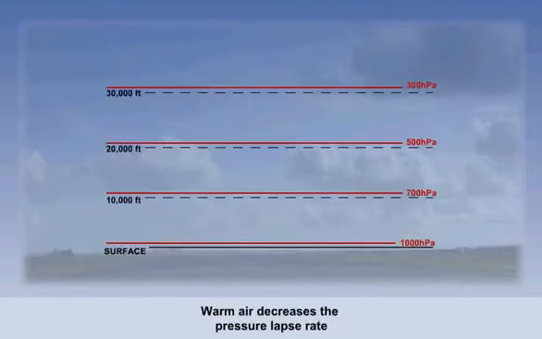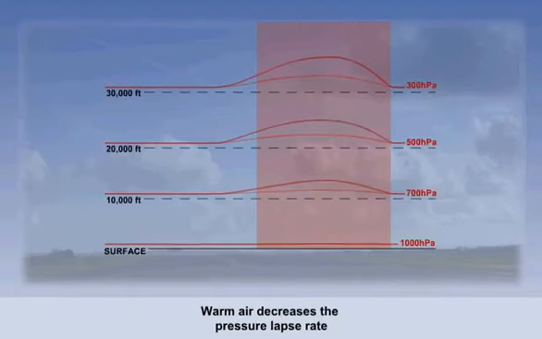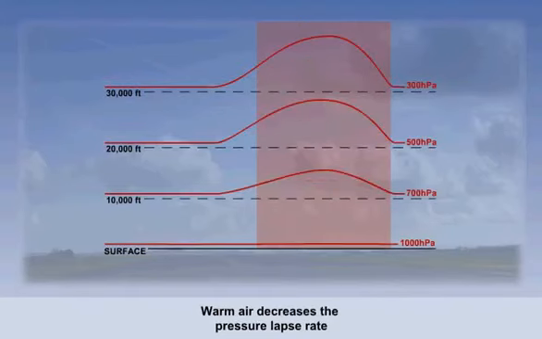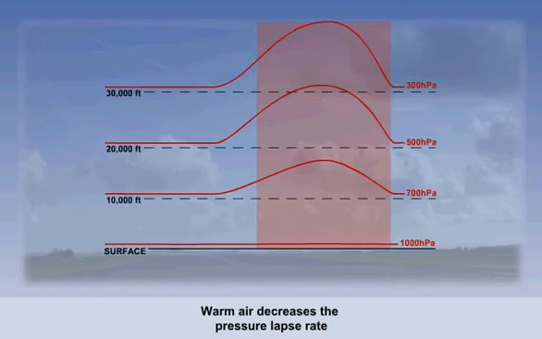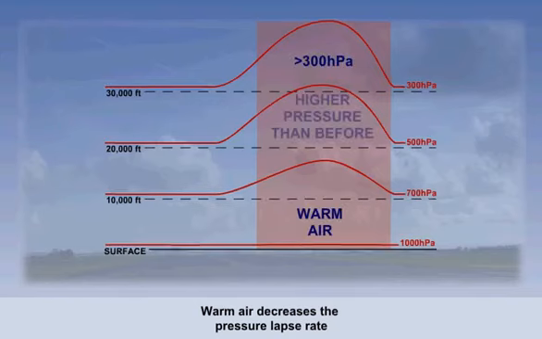Now let's look at how warm air changes the pressure lapse rate. When the air on the right is warmed, we can see that the isobar levels start expanding away from the warm air. This has the effect of increasing the pressure at any given height. Look at the pressure now at 30,000 feet in the warmer air. It is no longer 300 hectopascals. You can see the pressure is much higher now.